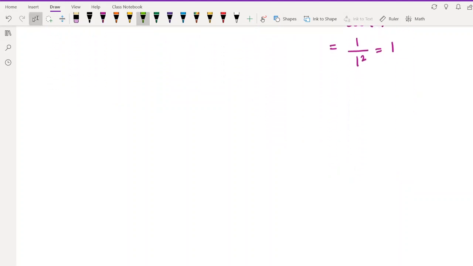Okay, so next up we have k. So k is the limit as x approaches infinity of square root of x over ln of x.